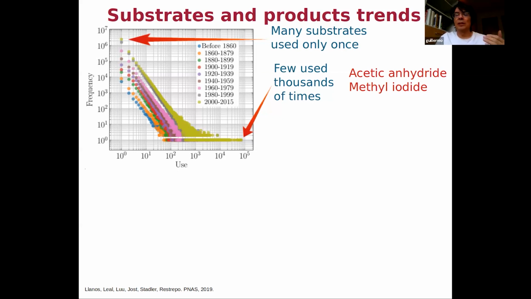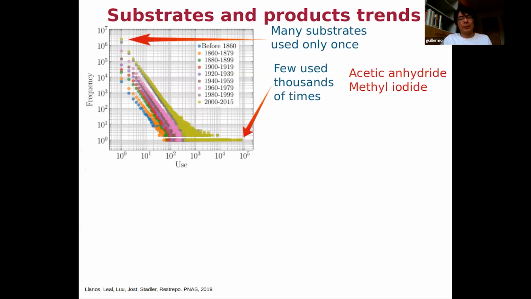Then we explored in different periods of time what have been the use of those substances for making new reactions. In different colors here, you see different periods. But what you see here is a heavy tail distribution. It tells us that many substrates have been used only once. Chemists have substances, but they use them only once for making reactions.